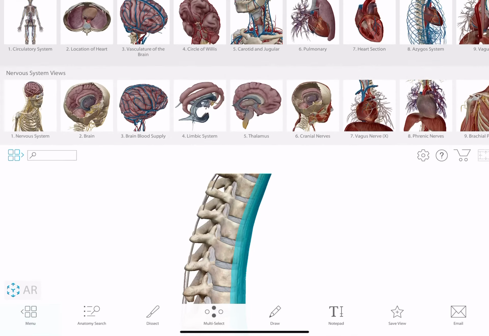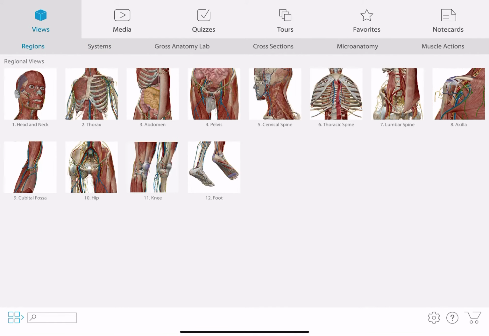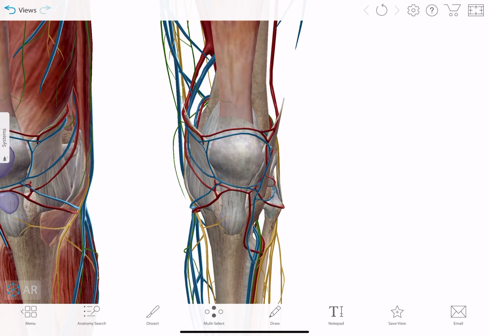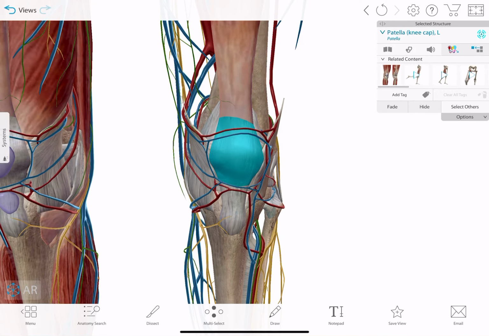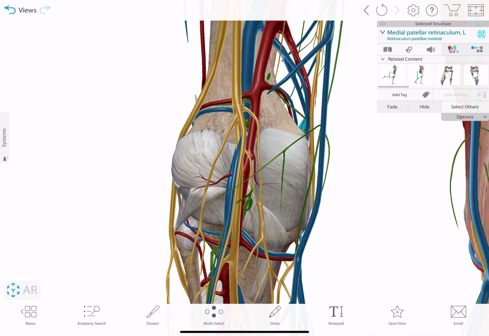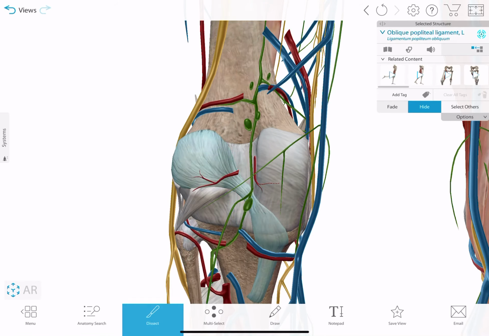Now if we want to look at the knee, then we can look at region, and then we can look at the knee here. And this is where we can look at those different areas of the knee. There's that patella, kneecap, and there's that patellar ligament we were talking about. And then you have your patellar retinaculum. And in the back, we can actually cut away the nerves and the lymph vessels so you can see that joint better.